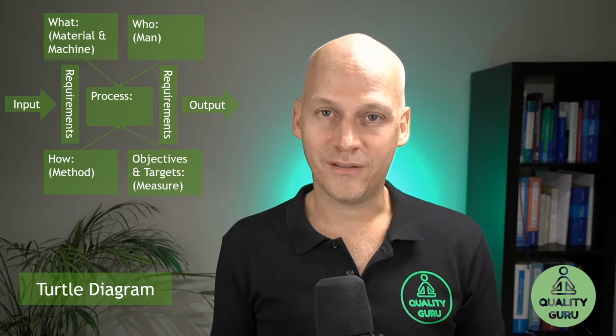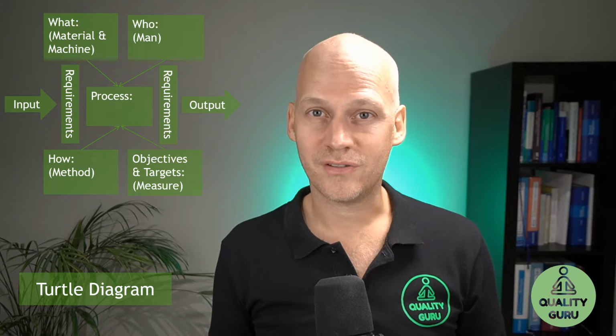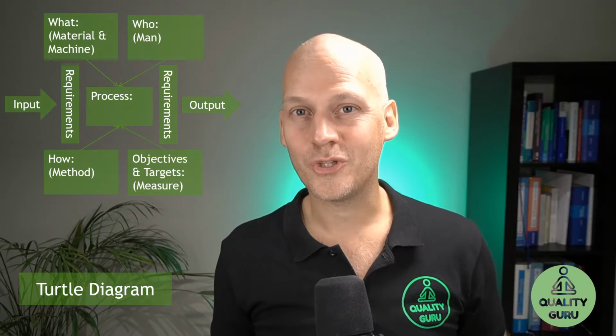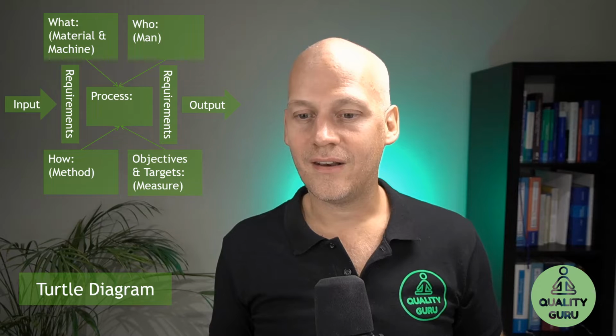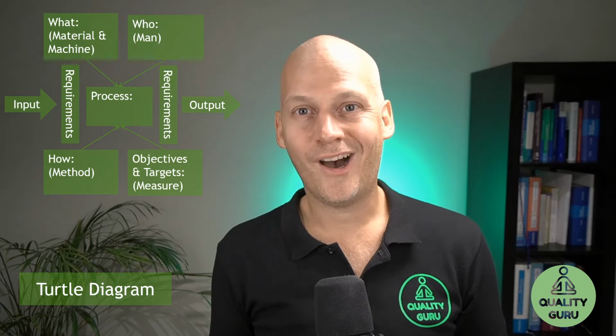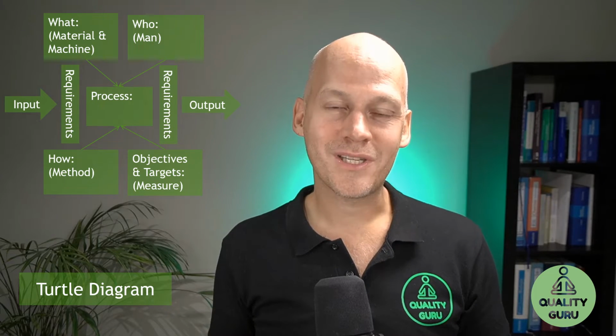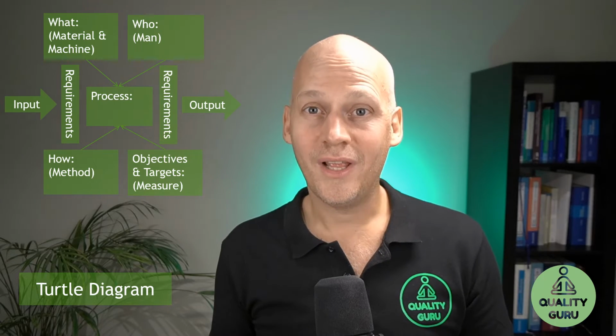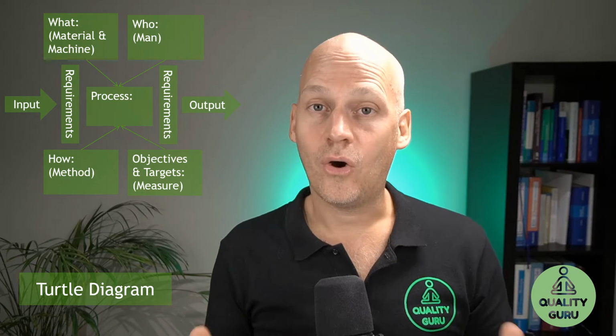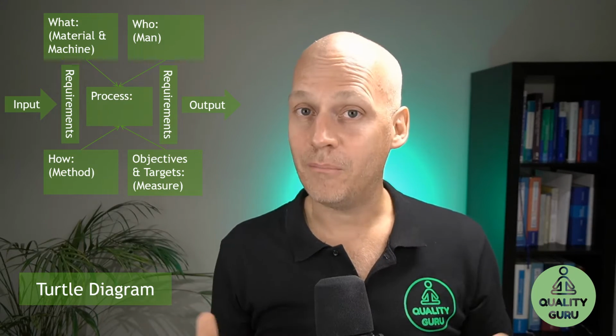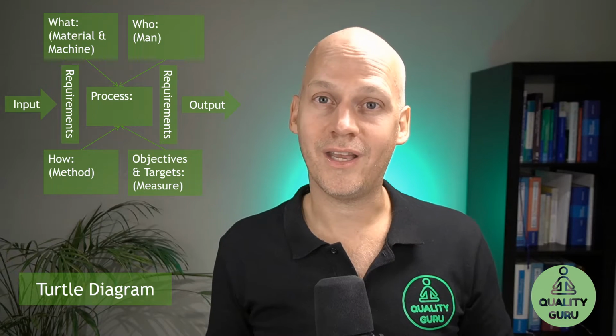Then you have on the lower left side the how, the method. How are we doing it? Are there any work instructions? Is there anything defined how we should do it? And then, last but not least, the measure. How can we measure if our process is doing what it should do, and is it performing that on a good or on a bad level? Maybe we have to do something in case of deviations.